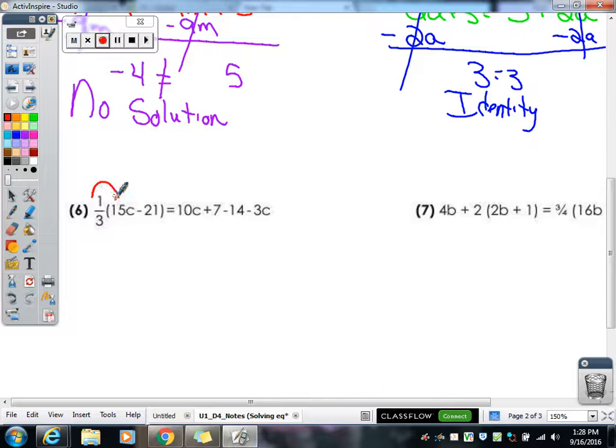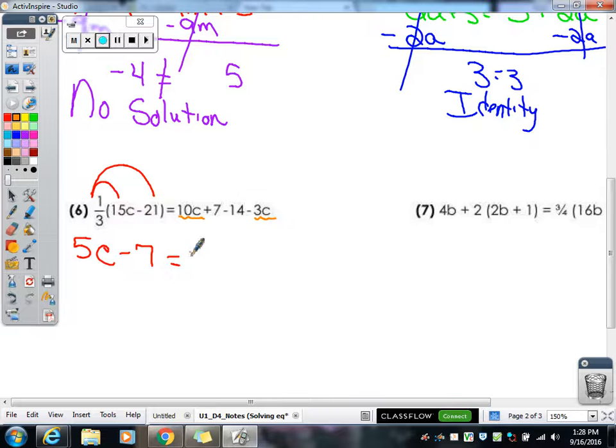1/3 of 15. Can anybody do that in their head? 1/3 times 15c? Good. 5c. How about 1/3 of 21? How many times does 3 go into 21? 7 times. Good. So here I distributed, so that would be, if we had to write the properties, which we don't, the distribution property. The next thing, I'm going to combine on this side my c's, and I'm going to combine my numbers.